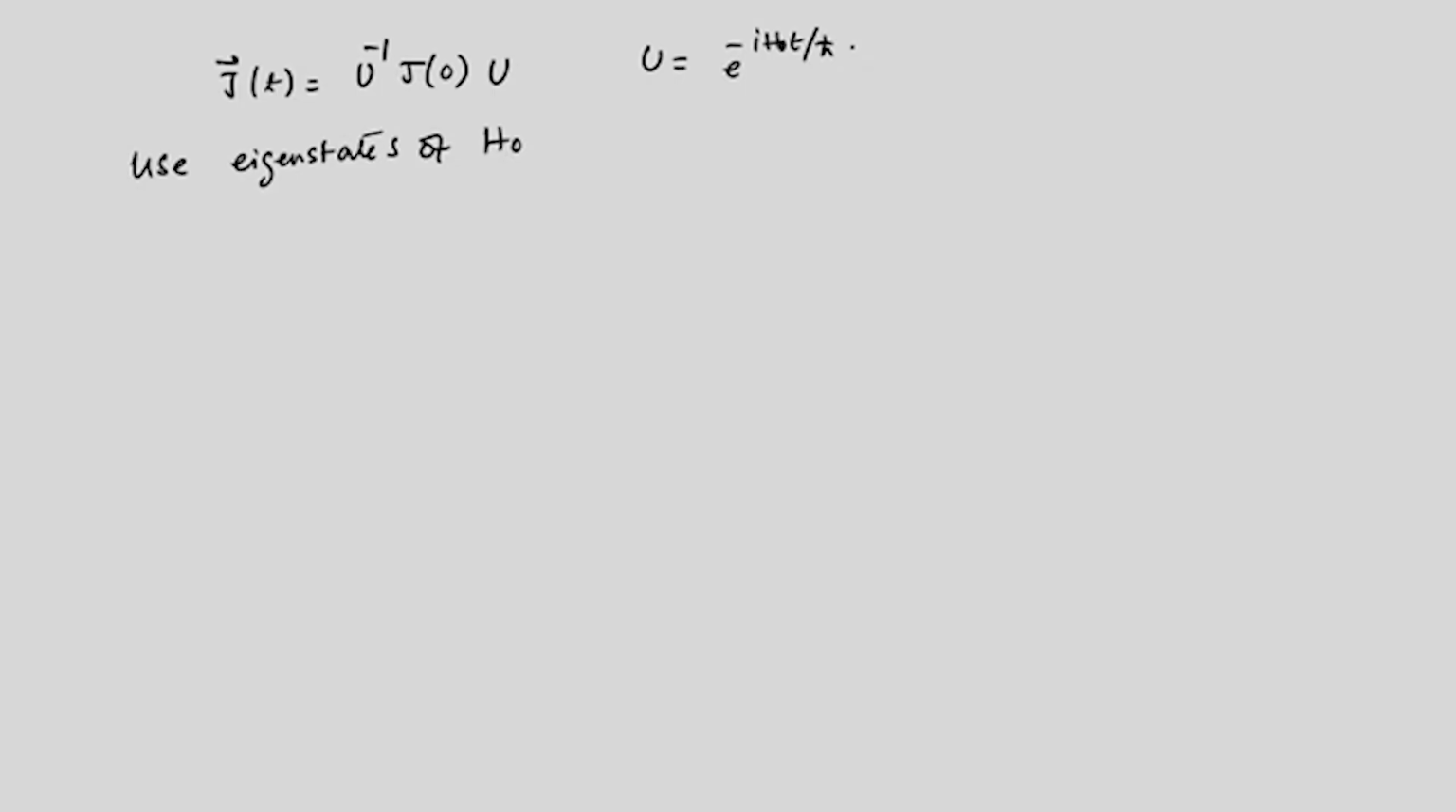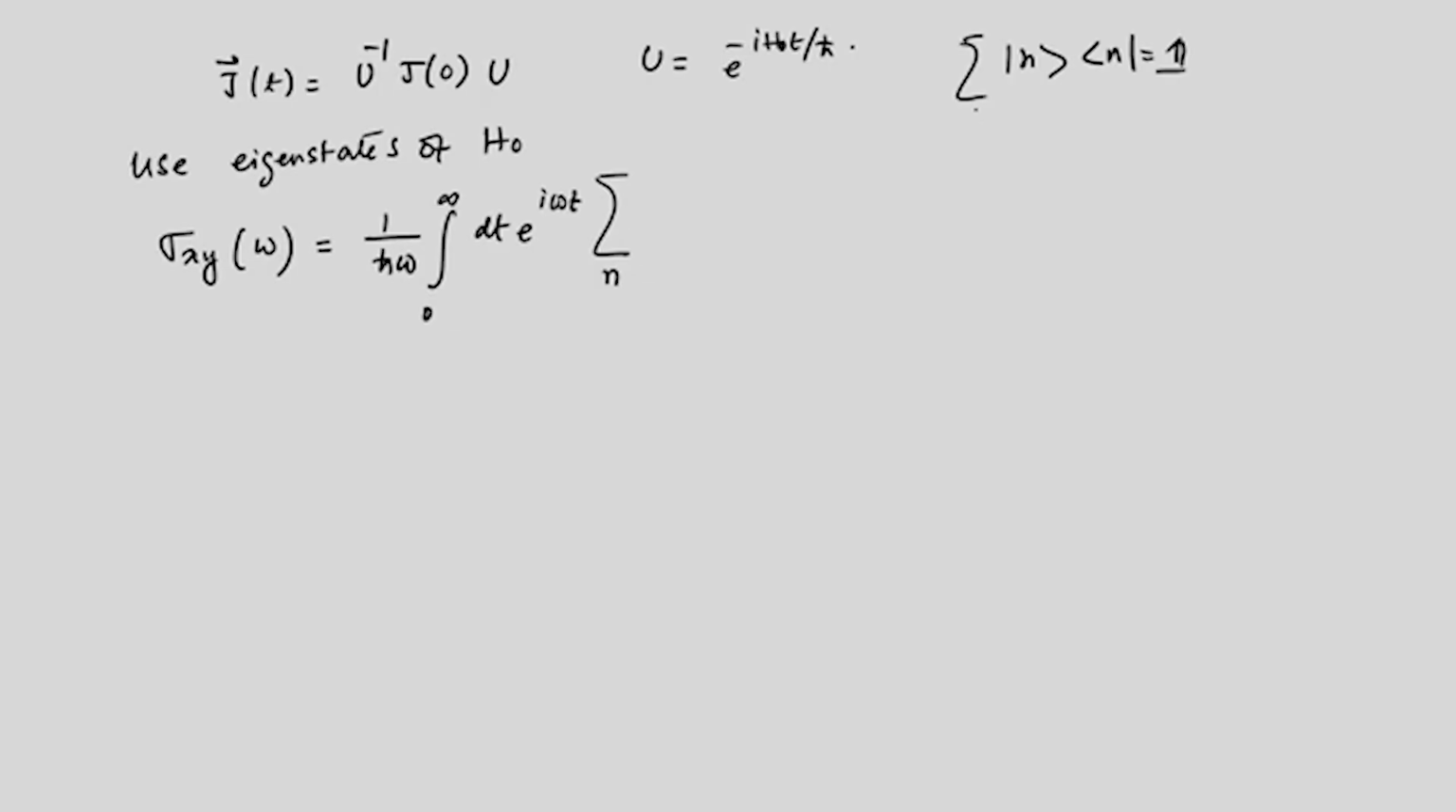Okay. So, then we can write down the sigma xy omega by introducing these states, the eigenstates of h 0, as 1 over h cross omega, 0 to infinity, and a dt exponential I omega t, and I use the completeness of states, that is use this sum over n of n n equal to 1.